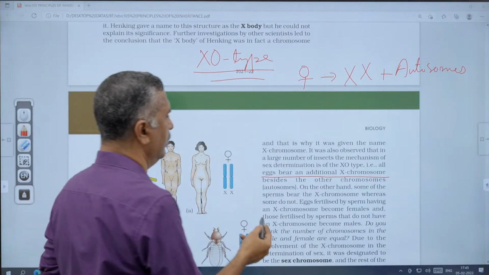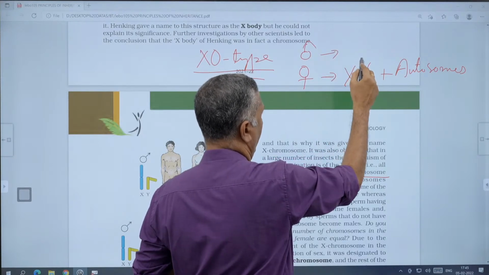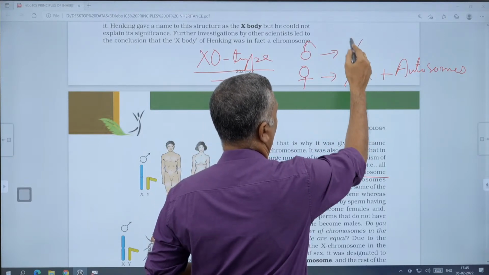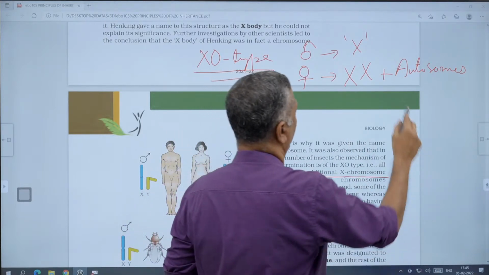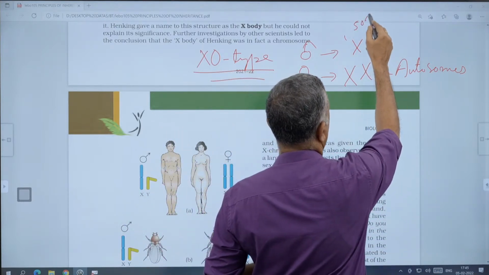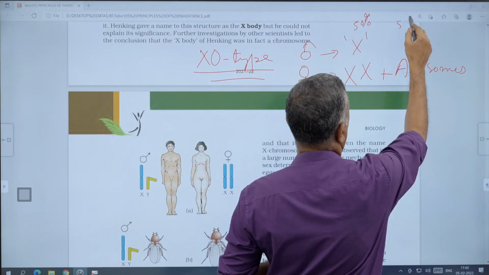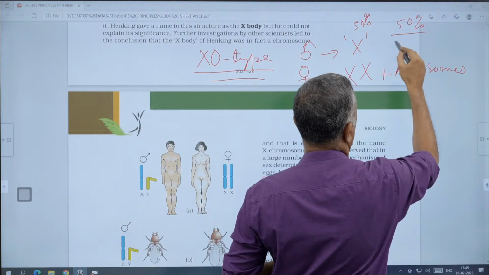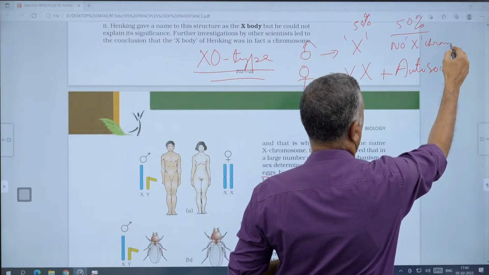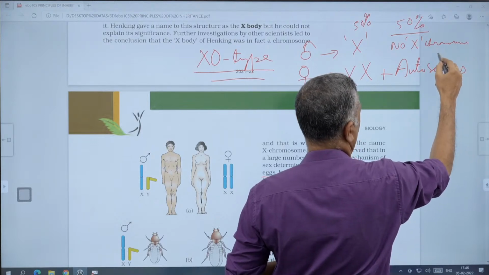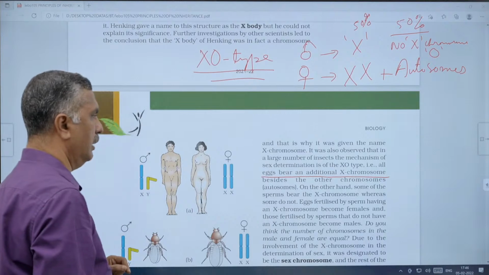On the other hand, in the males, what happened? 50% of the male gametes have the X chromosome, that is the special body called the X chromosome, and the other 50% have no X chromosome. Without the X chromosome, it will be zero, that is, it is given here.